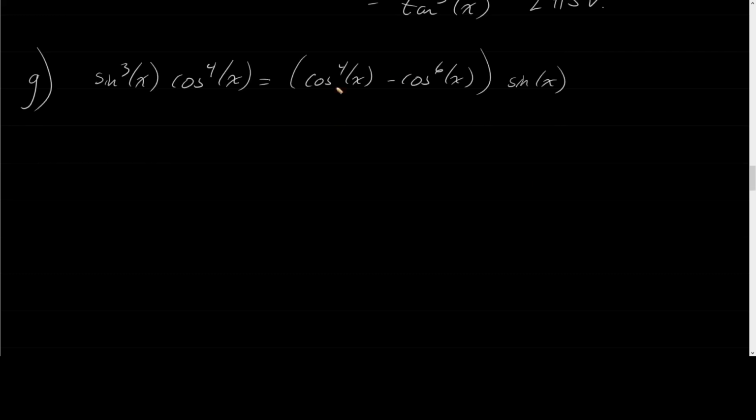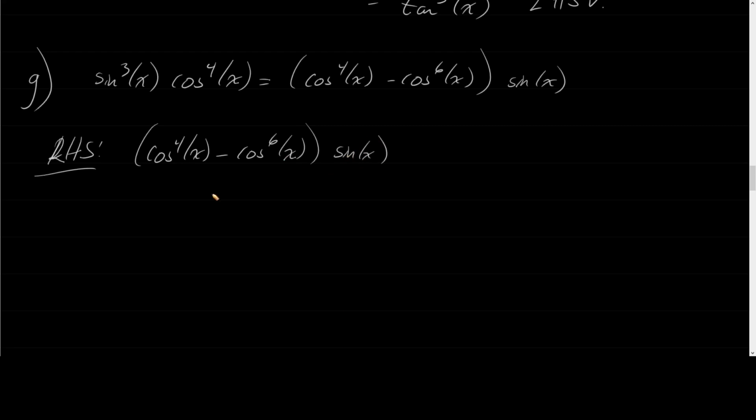I'm going to start with the right-hand side because I see that I can factor some cosines out of here. So I start with the right-hand side, and I've got cosine to the 4th minus cosine to the 6th, and all of that times sine. From these first two, I'm going to take out a cosine to the 4th. What am I left with?